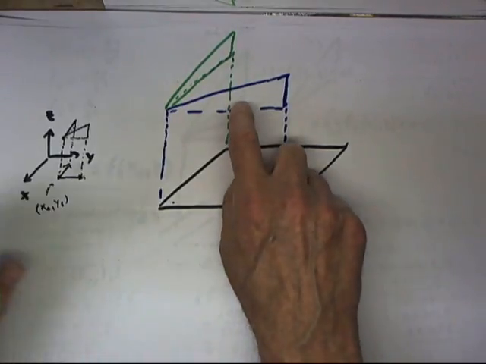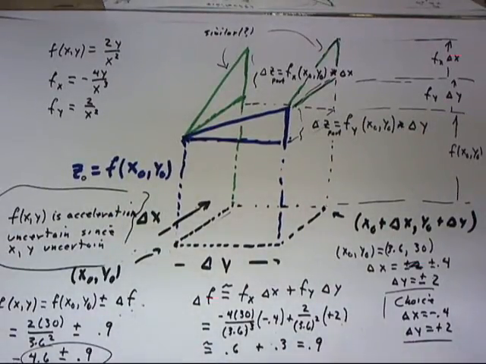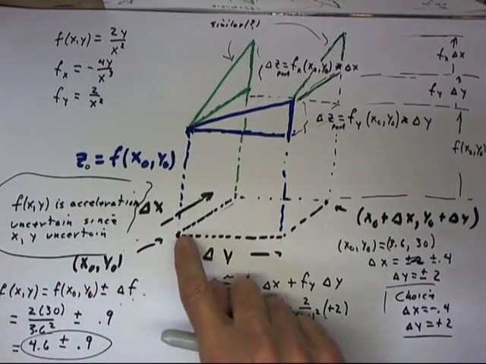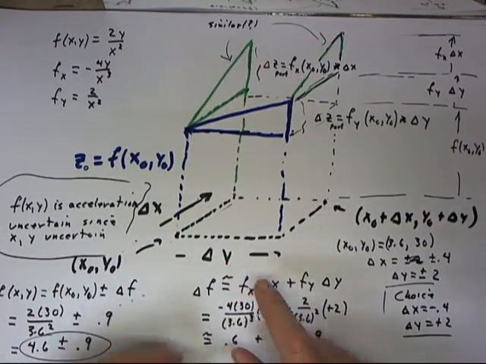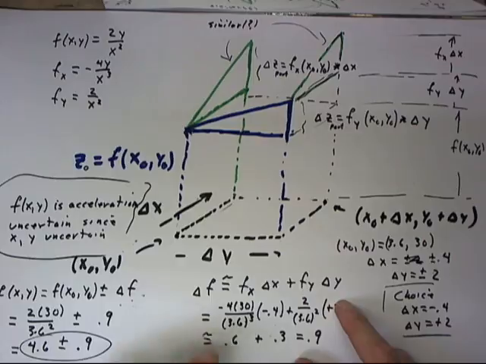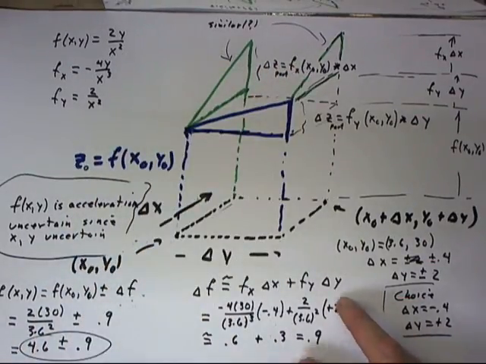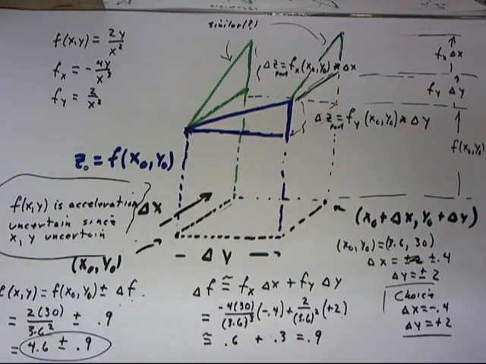Moving from this picture to a more complete picture, we have this. Now here's our delta y by delta x rectangle. Here's our point x naught, y naught. We've chosen to move in the negative x direction and the positive y direction because those are the directions that will both give us positive changes in our function value, give us positive changes in our z value.